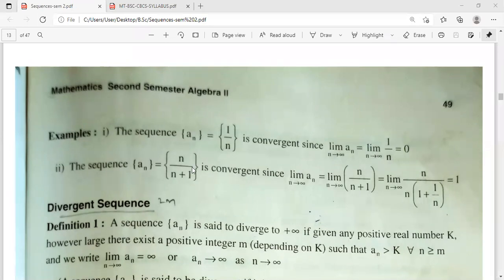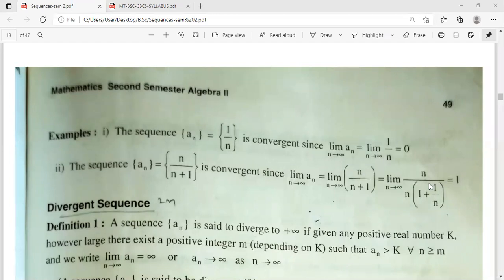Similarly, the second example is n by n plus 1. You can write limit a_n as n tends to infinity equal to limit n by n plus 1. Numerator keep as it is, but in the denominator take n as common, you get 1 plus 1 by n. This n gets cancelled. If you replace n by infinity, you get 1 divided by 1 plus 0, because 1 by infinity is 0, and 1 by 1 is equal to 1.